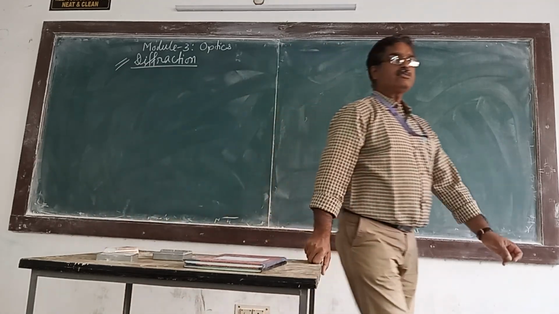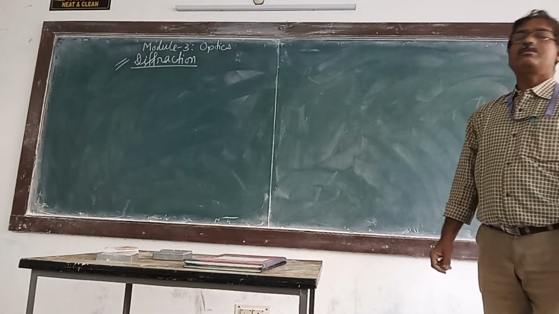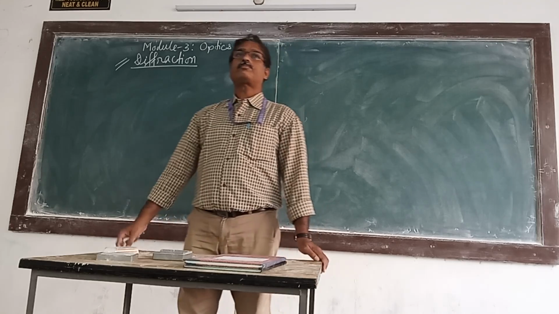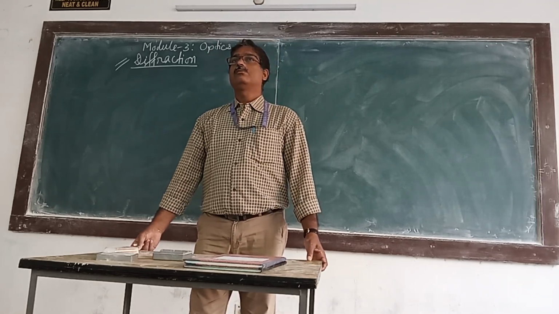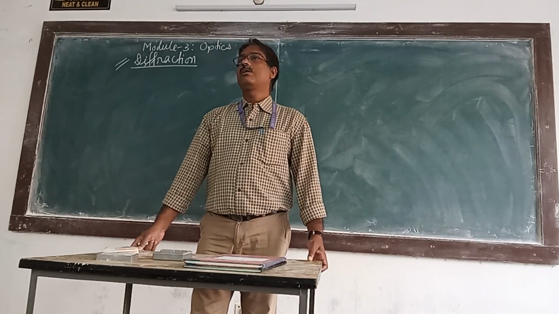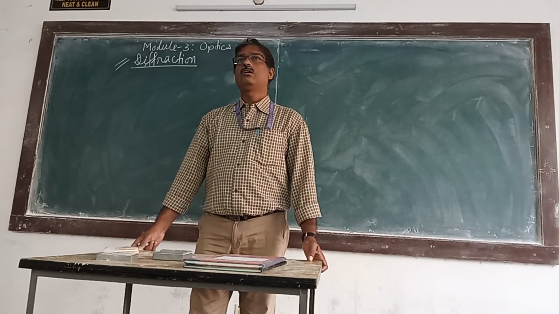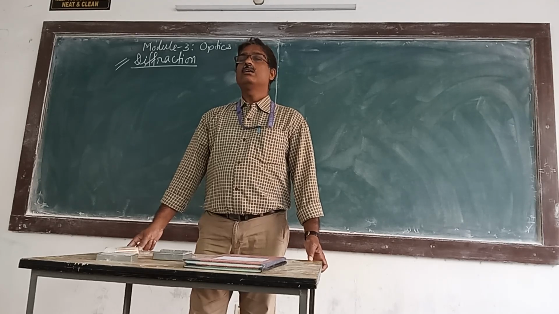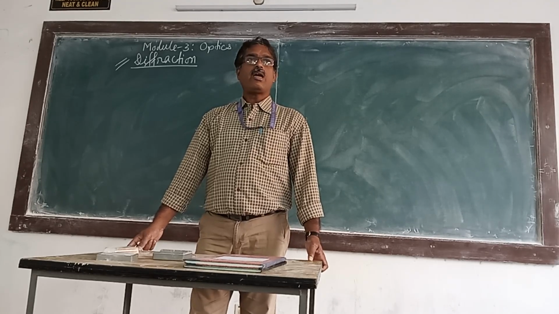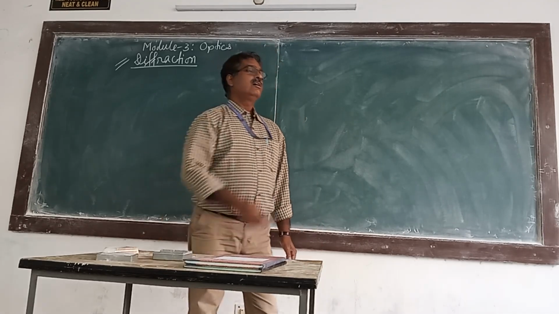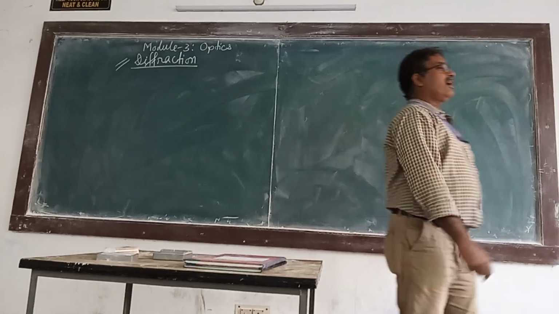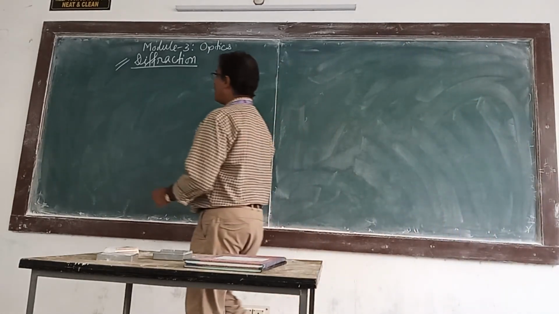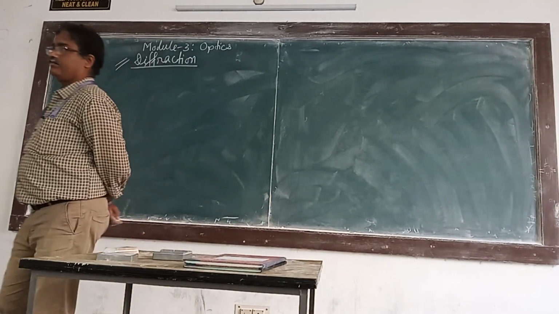What is interference? Superposition of two waves coming from the same direction. And on the screen we get the dark and bright fringes. Now what is diffraction?